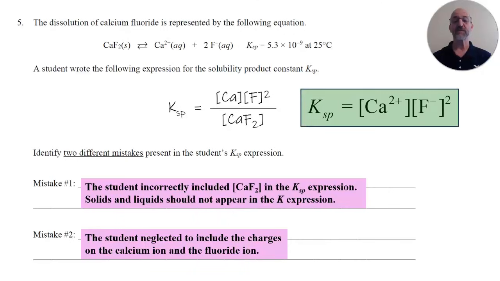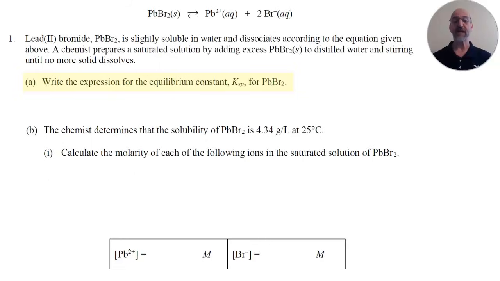So in that episode, I showed you that the correct answer for the KSP of calcium fluoride would be the concentration of the calcium ion with its charge times the concentration of the fluoride ion with its charge, and then it's squared, and that's because there is a coefficient of 2 next to the fluoride in the balanced equation. So we're going to see a similar type of setup for, back to this particular packet from this episode, the PbBr2. We have a solid on the left, we have the lead ion and the bromide ion on the right, and the bromide ion has a coefficient of 2.